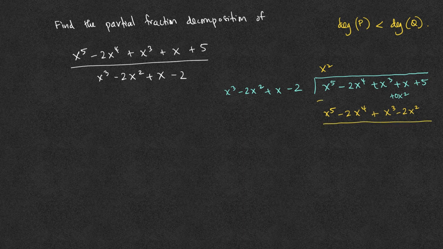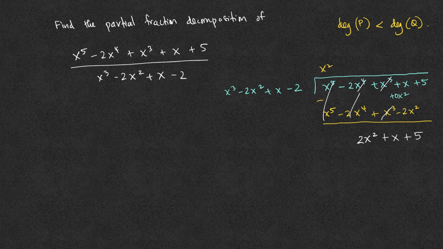X to the fifth minus x to the fifth is gone. Negative 2x to the fourth minus negative 2x to the fourth, gone. X cubed minus x cubed, gone. 0x squared minus negative 2x squared is now positive 2x squared. And we bring down x and 5.